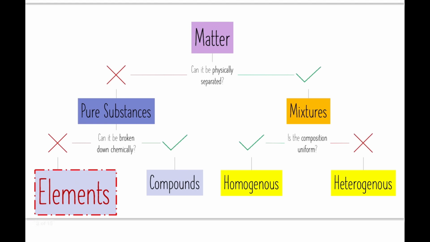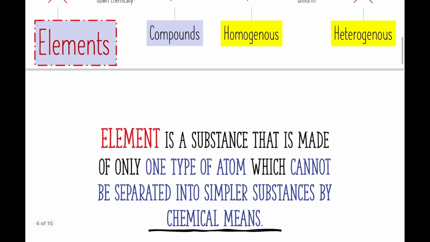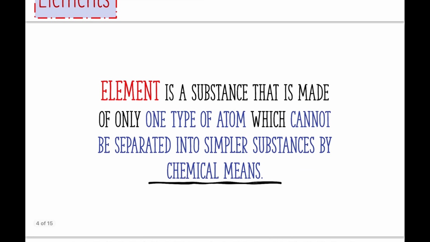Previously, we already learned that matter can be classified into pure substances and mixtures, while pure substances can be further classified into elements and compounds. Now, we are going to dive further into what an element is. An element is a substance that is made of only one type of atom, which cannot be separated into simpler substances by chemical means or chemical reaction.